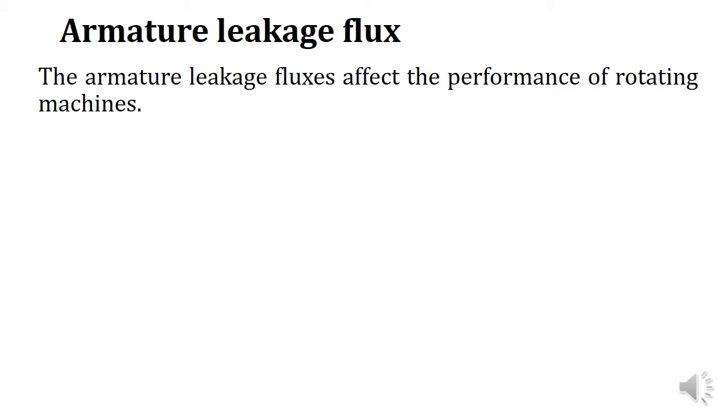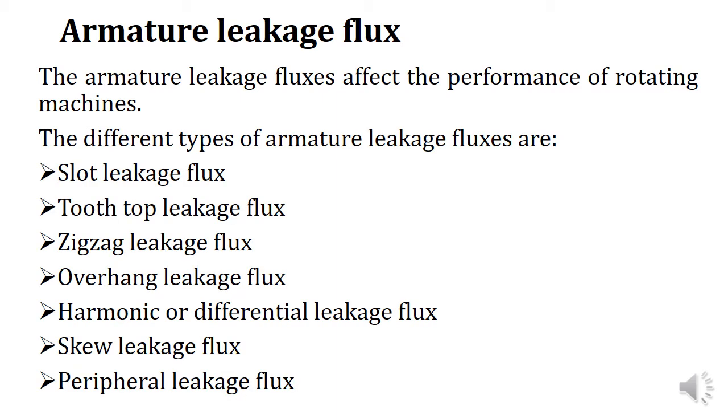Now let's see which are the different types of leakage flux present in electrical rotating machines. The different types of armature leakage fluxes are slot leakage flux, tooth-top leakage flux, zigzag leakage flux, overhang leakage flux, harmonic or differential leakage flux, skew leakage flux, and peripheral leakage flux.